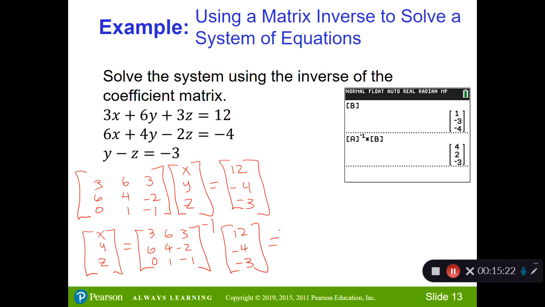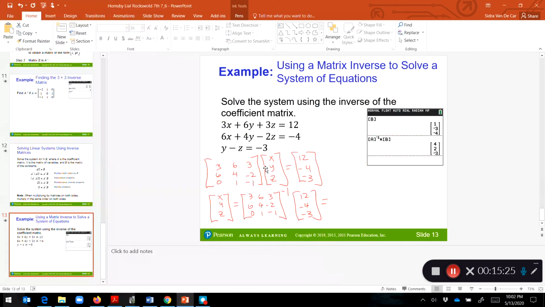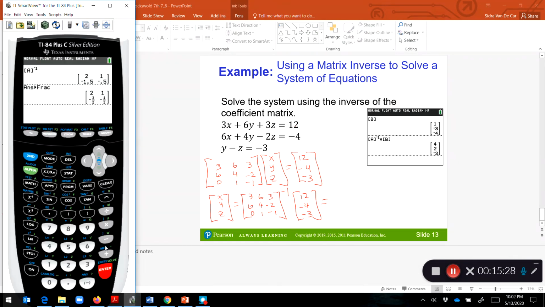All right, let's figure it out, and we'll use our calculator here. So I'm going to pull up my calculator, and we're going to go into second and matrix, and I'm going to edit matrix A to be a 3 by 3, and my entries are 3, 6, 3, 6, 4, negative 2, 0, 1, negative 1.